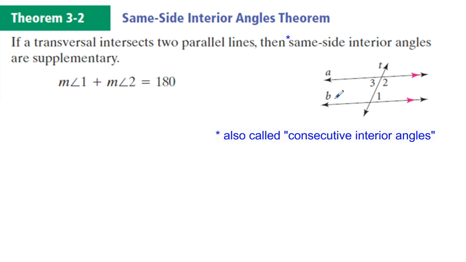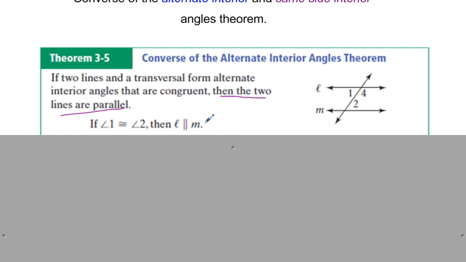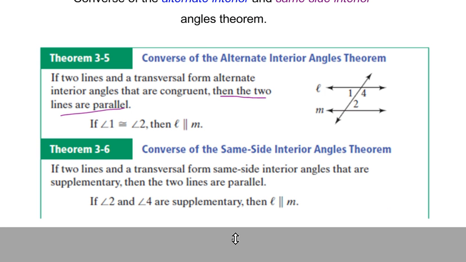So if A and B are parallel, and they're showing that to us there, then the same side interior angles, angles 1 and 2, are supplementary. So what is the converse of that? Well, the converse is if two lines and a transversal form same side interior angles that are supplementary.